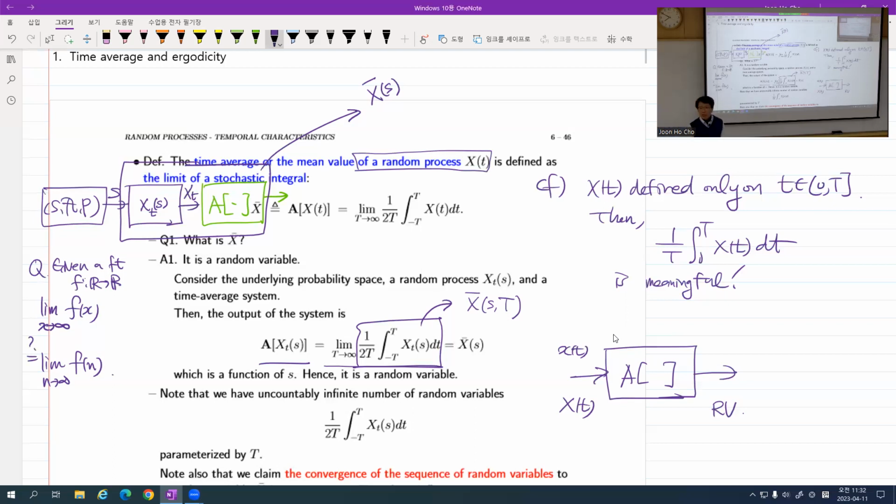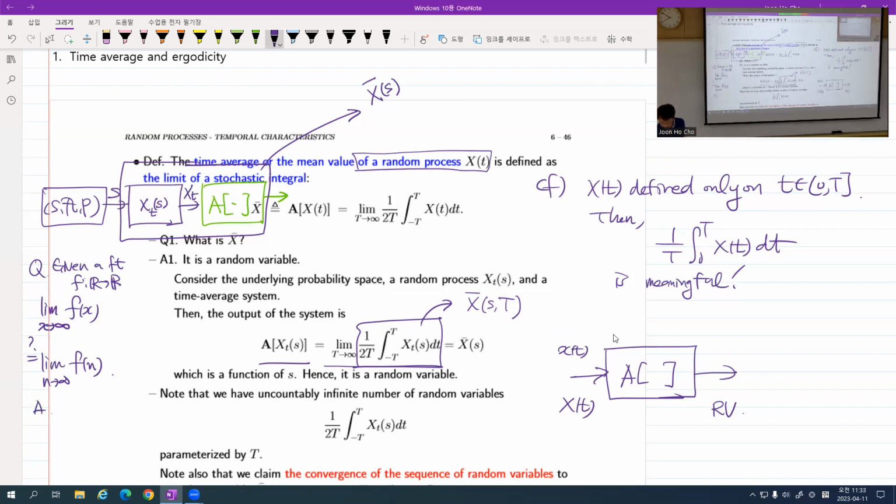Of course, they are in general different, right? For example, this may not converge at all. For example, f of x is sine 2 pi x. It does not converge. But if you sample that at every integer, it's 0, right? So it converges. So be careful. They are not the same.